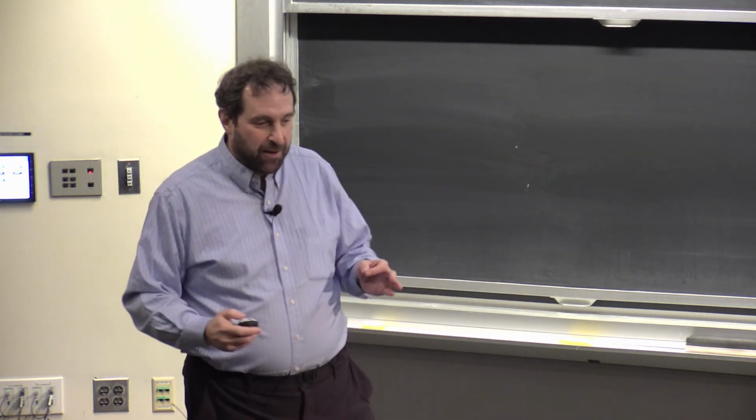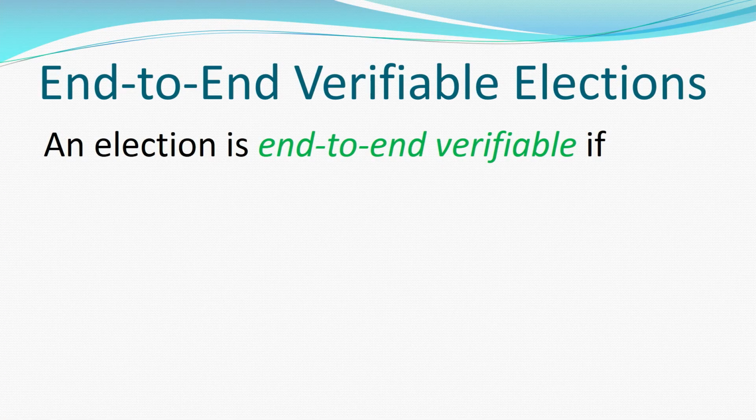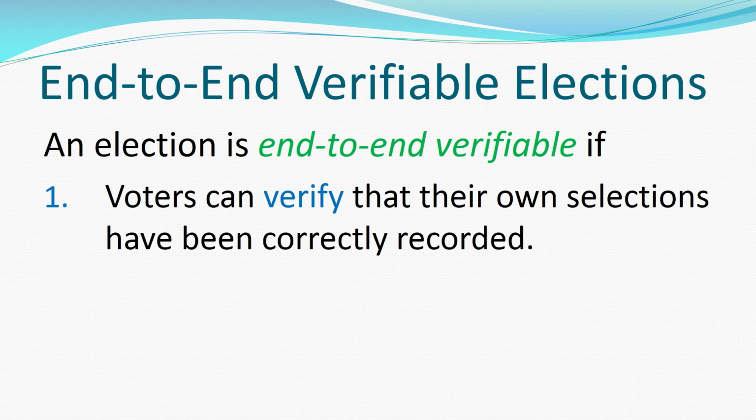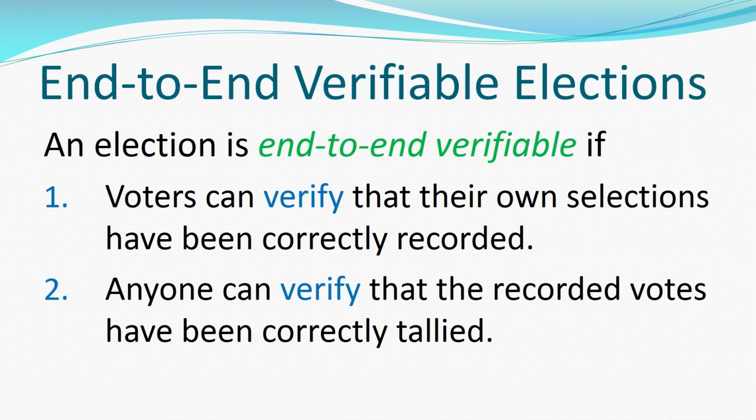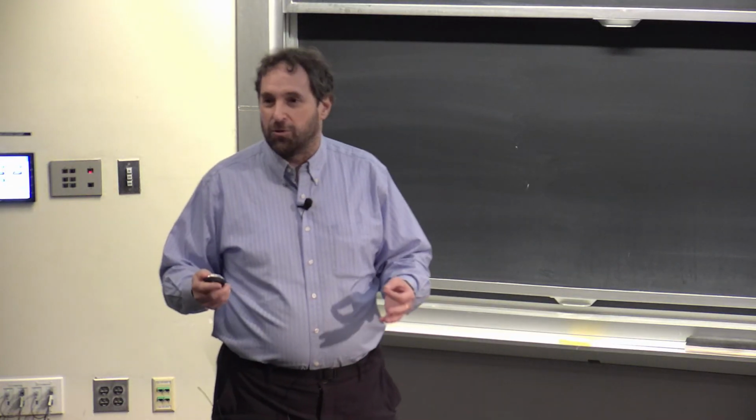End-to-end verifiability is a definition. It's actually not a technology. It's sort of a set of technologies that meet this definition. And the definition is twofold. The first is that voters can themselves verify that their own votes have been properly recorded. The second part is that anyone can verify that the recorded votes have been properly tallied. And this is, in some sense, the most you can reasonably hope to do.